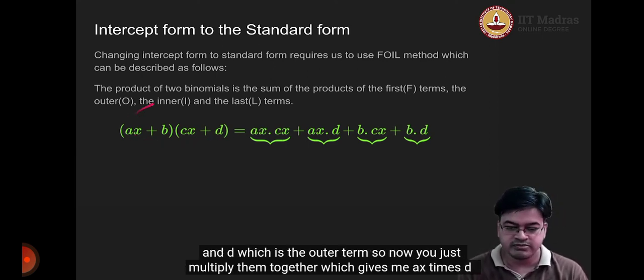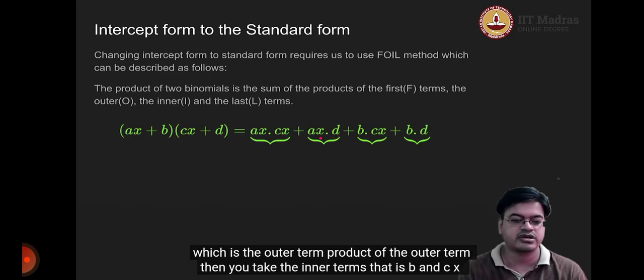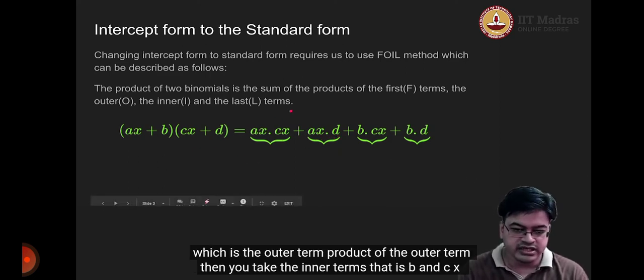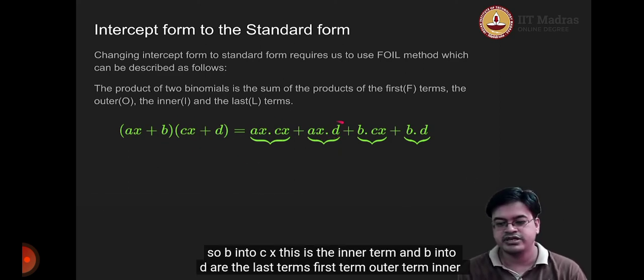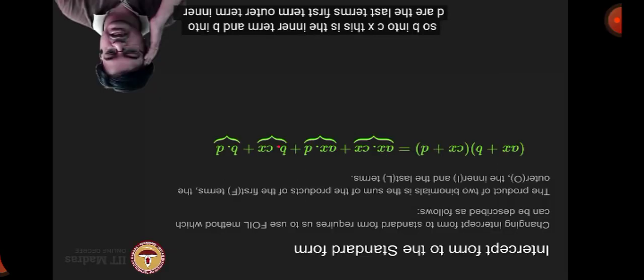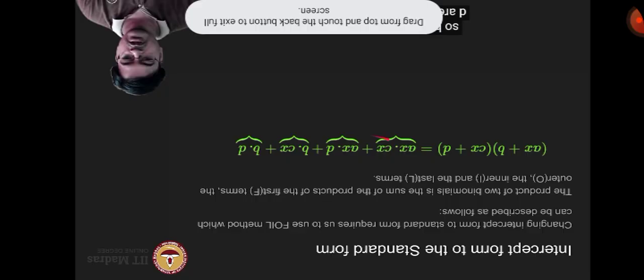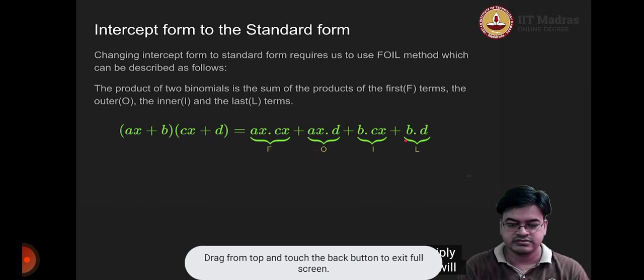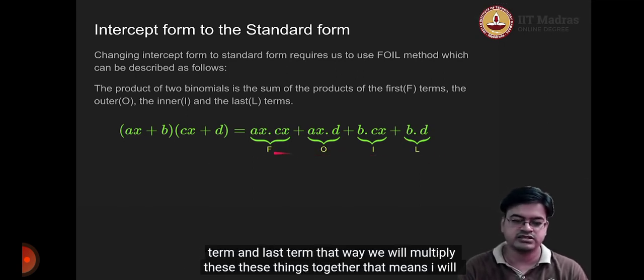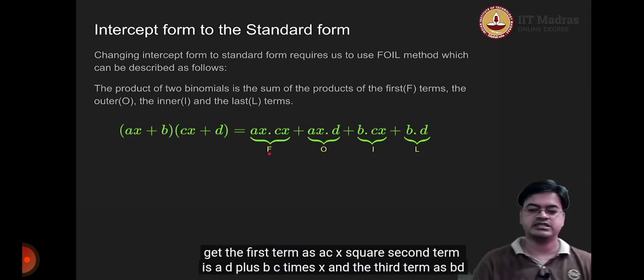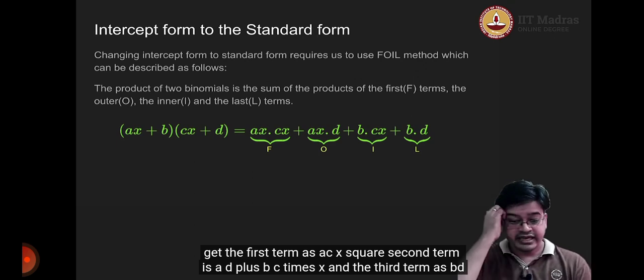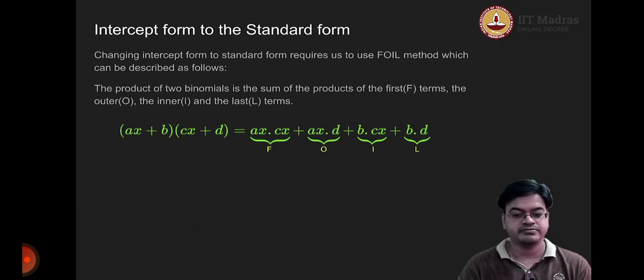So now you just multiply them together, which gives me ax times d, the product of the outer terms. Then you take the inner terms, that is b and cx. So b into cx is the inner term, and b into d are the last terms. First term, outer term, inner term, and last term. That way we will multiply these things together. That means I will get the first term as ac x square, the second term as ad plus bc times x, and the third term as bd.